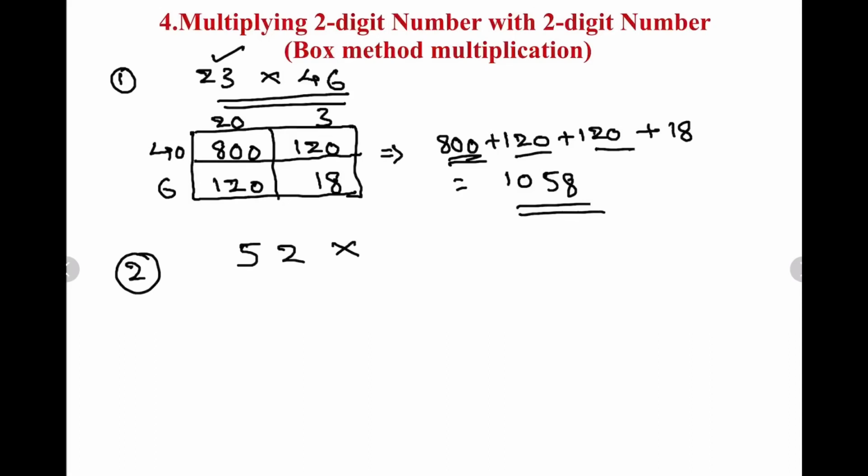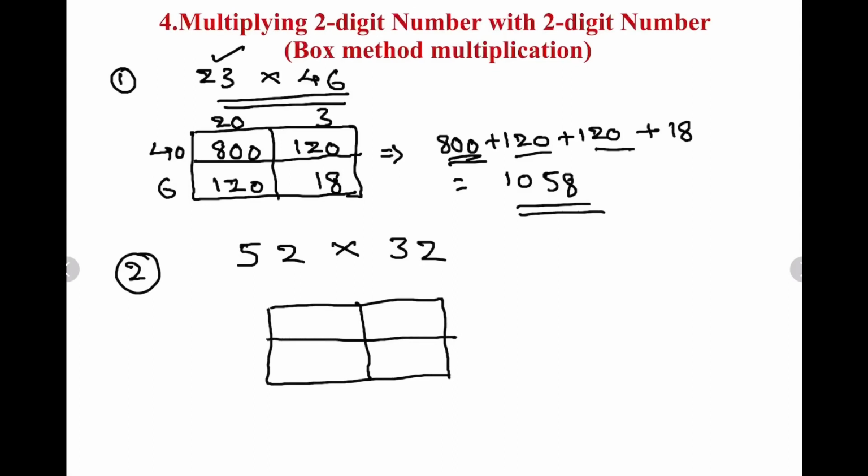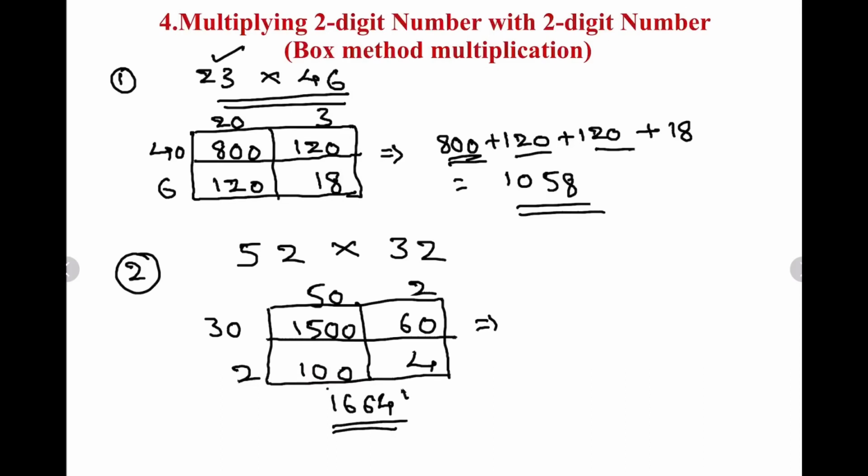If you take another example, 52 multiplied with 32. Draw one table in 2-digit format. So 50, keep 2, 30, keep 2. 30 into 50, 1500. 30 into 2, 60. 50 into 2, 100. 2 into 2, 4. 1500 plus 100, 1600. 1600 plus 64, 1664.